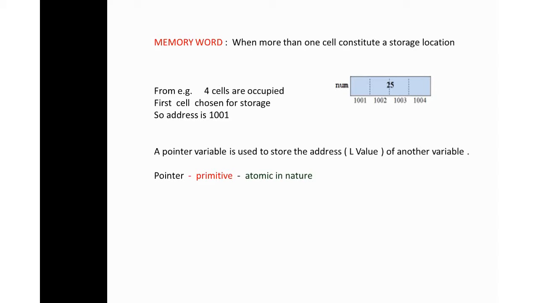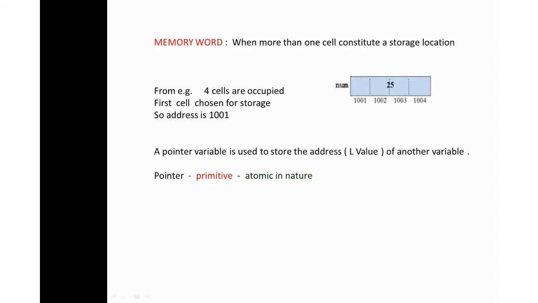So when a question comes, what is the address, you should always write it with the base address value, or the first address value. So the answer for this is 1001.